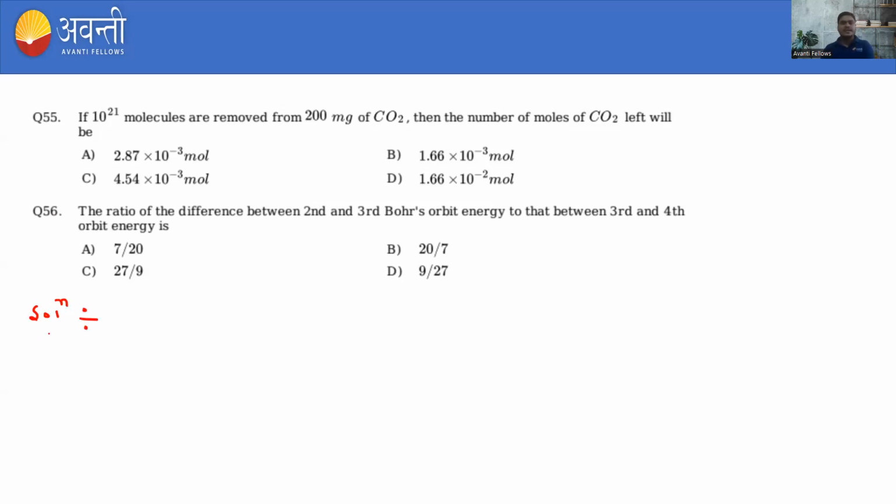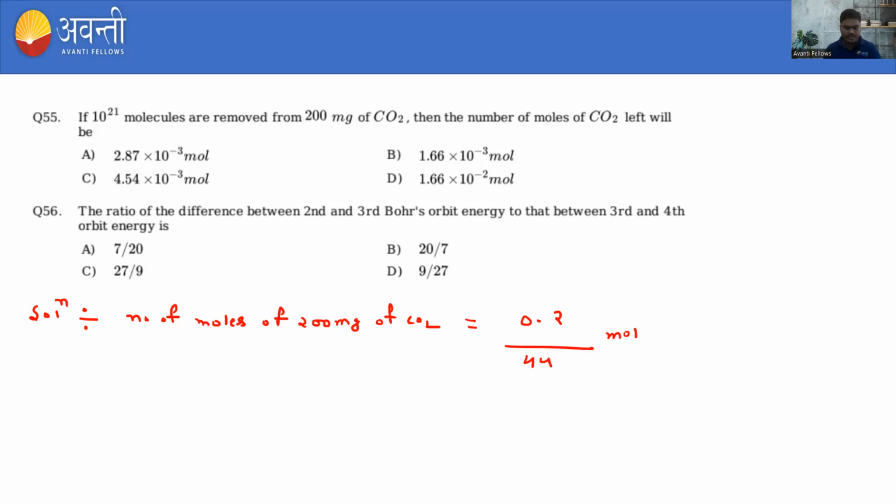Chalo. So basically, 10 raised to the power 21 molecules are removed from the 200 milligram of CO2. So let us see the number of moles of 200 milligram of CO2. The number of moles in 200 milligram of CO2 is equal to 0.2, that is the mass, in milligram, and mass is given in milligram, so we convert it to gram. So 0.2 divided by the molecular mass. So this is the mole, right?